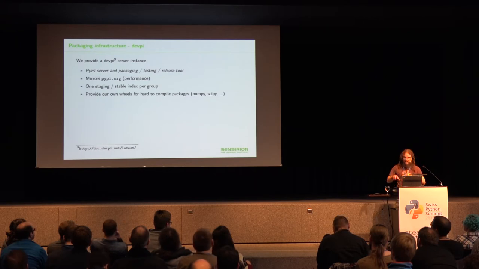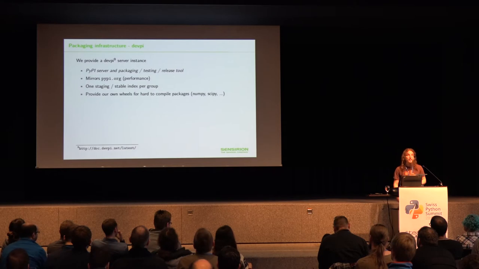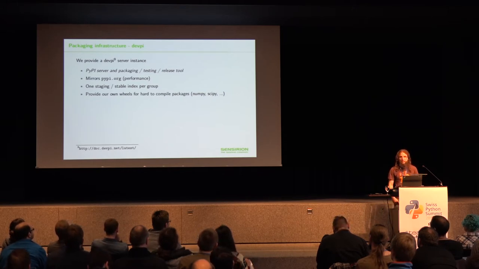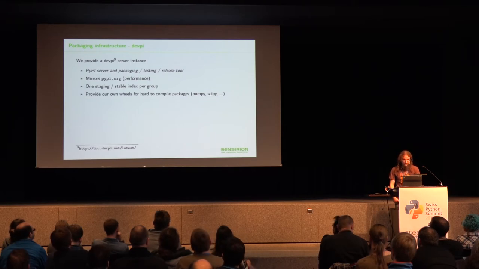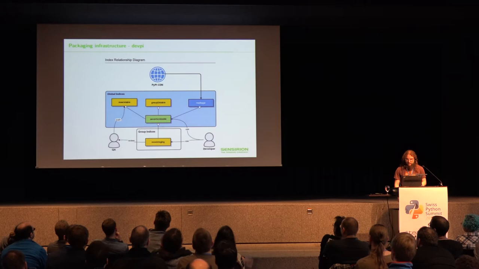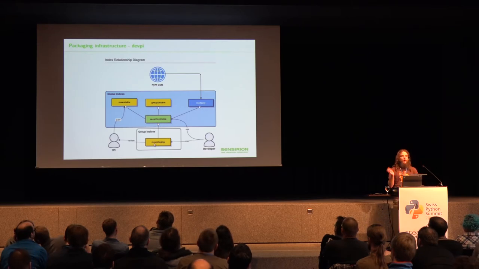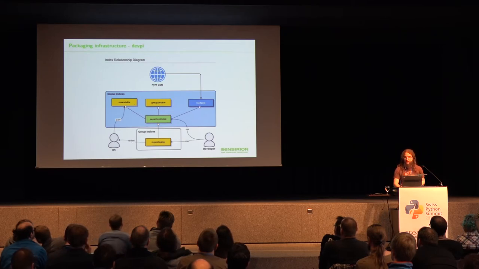Then we set up a staging and stable index per group where you can upload your own packages. And there are some packages which are really difficult to compile, especially on Windows. There's NumPy, SciPy, and you can compile them with optimizations for your CPUs to gain performance. And we provide our own wheels for these hard-to-compile packages. The index looks a bit like this. The main thing is we have the Sensirion stable index, which pulls packages from every group's stable repository and from the PyPI server. And every group has their staging area where they can update and test their own packages and push them to stable when they're ready.